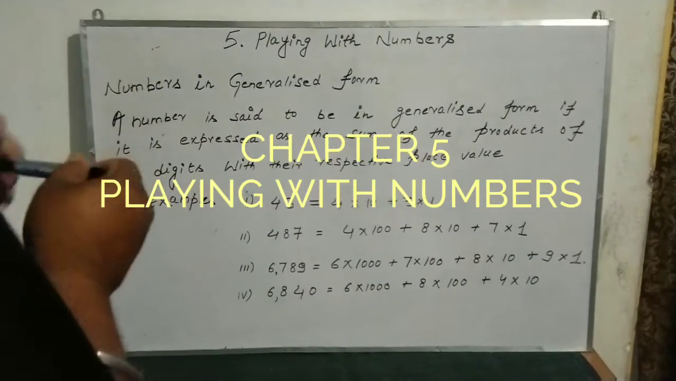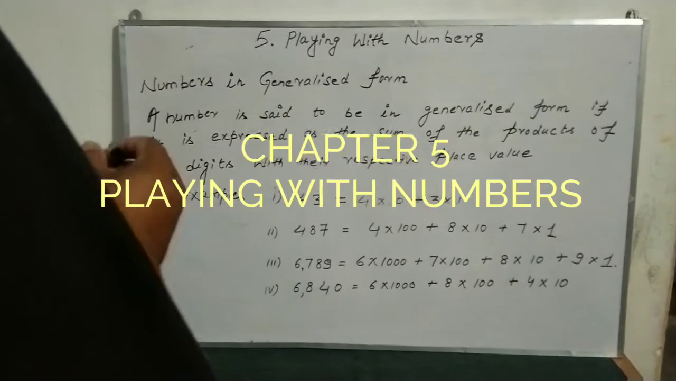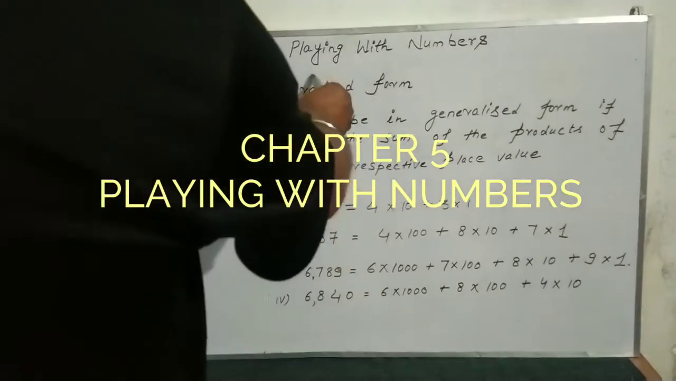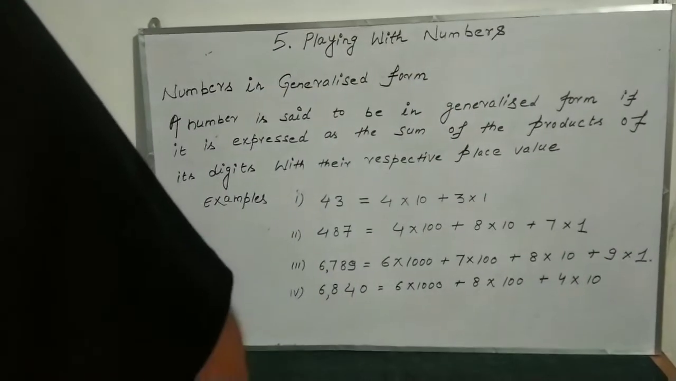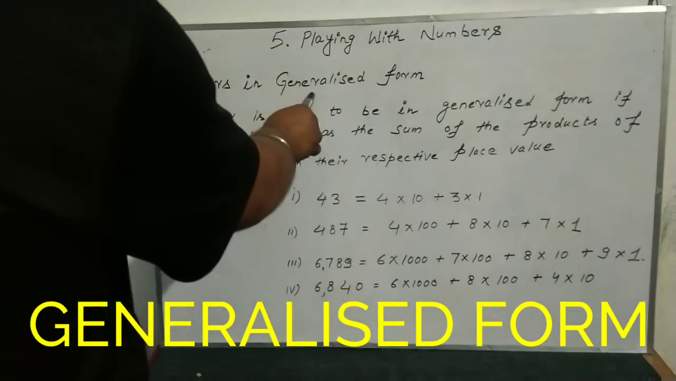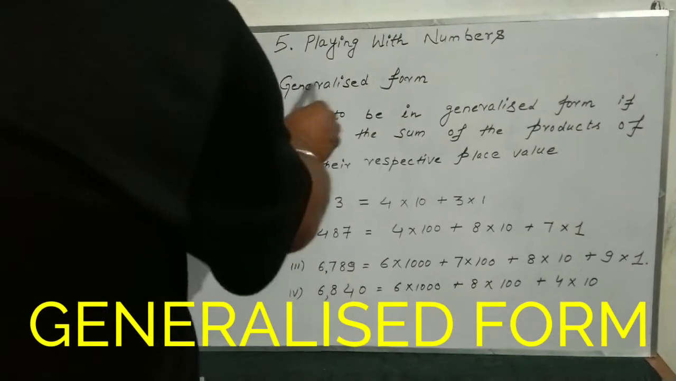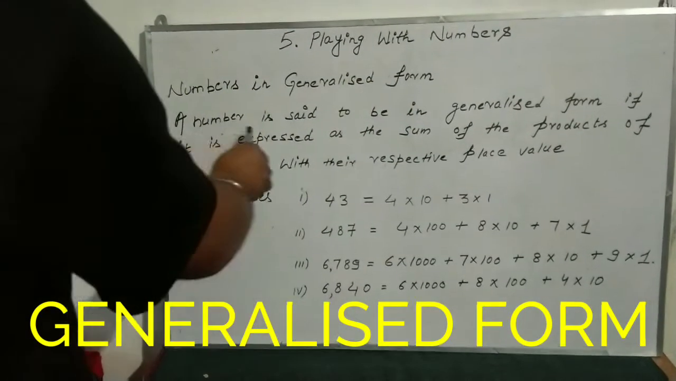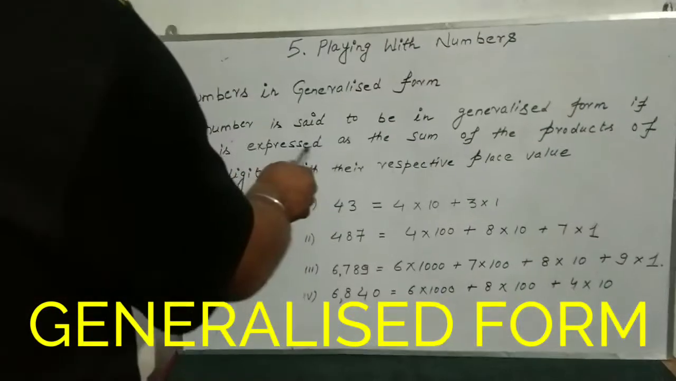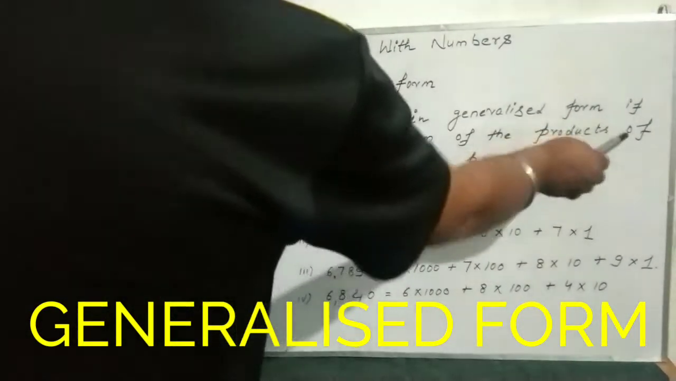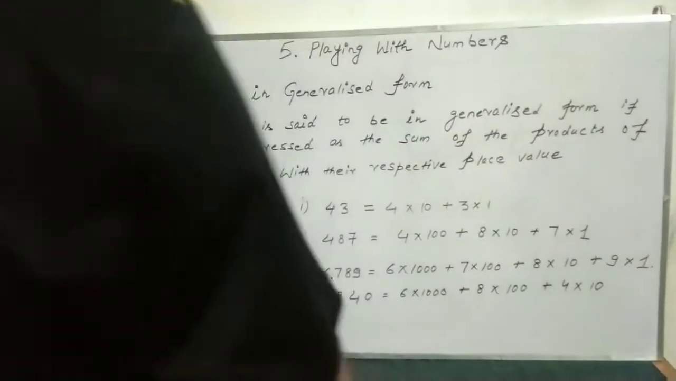Good morning, students. Today we are going to start the next chapter, and the name of the next chapter is Playing with Numbers. In this chapter, the first topic is numbers in generalized form. So what is generalized form? A number is said to be in generalized form if it is expressed as the sum of the products of its digits with their respective place values.